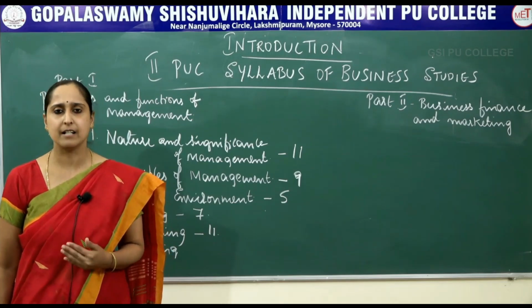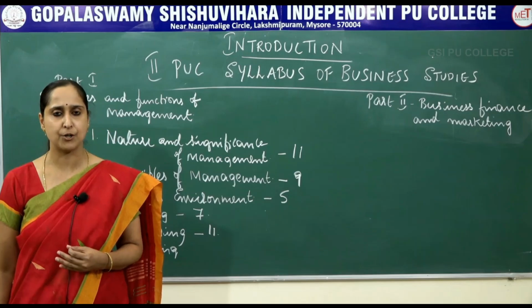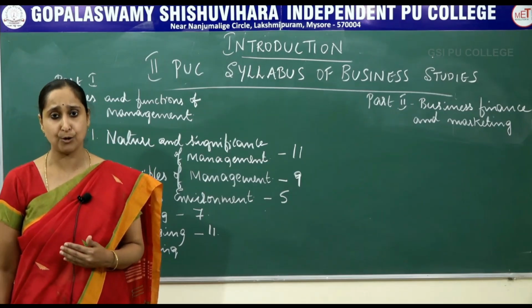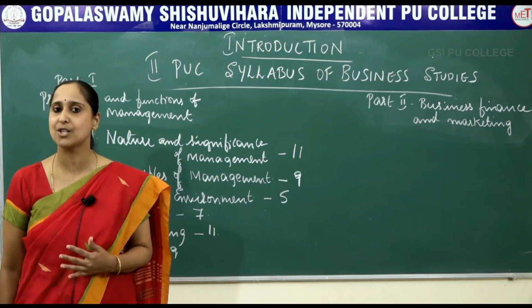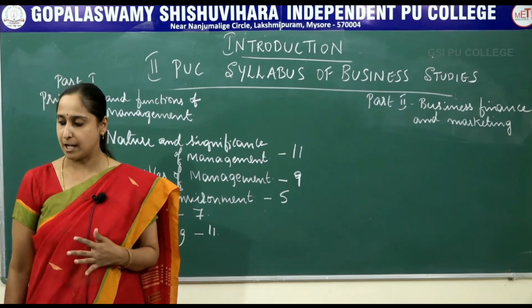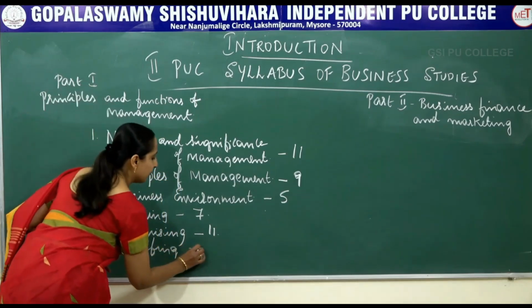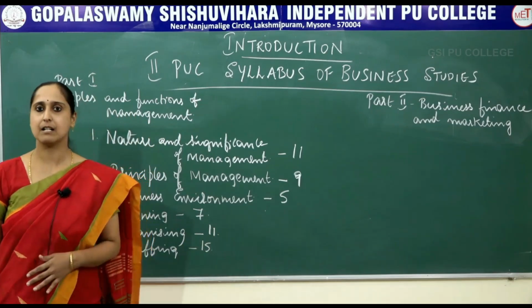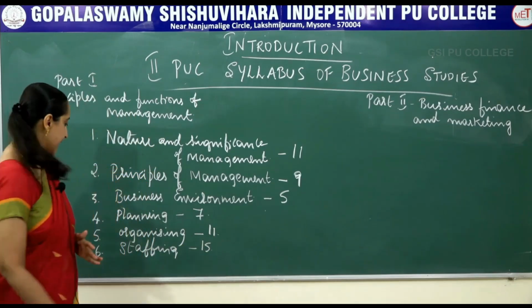Staffing is considered as one of the most important functions because staffing here means employees, human resource. Human resource is considered as one of the most important assets of the organization. So the total marks allotted to staffing is 15. Next, chapter 7 is directing.